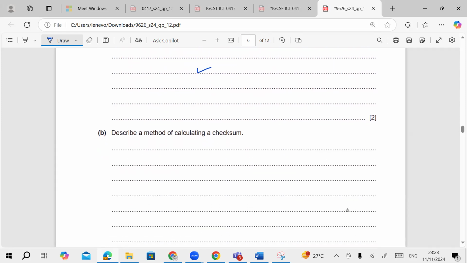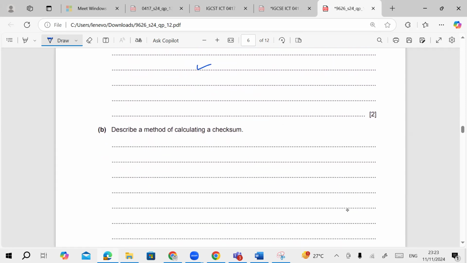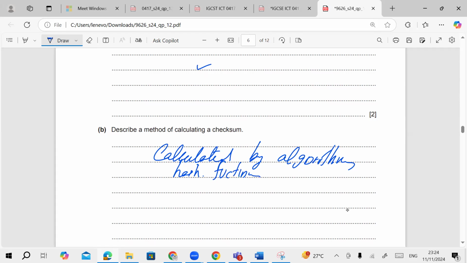Describe the method of calculating a checksum. It's calculated by algorithms, right? It uses hash functions. I will discuss this with all of you in class. It adds the number of bytes in a file, and then the number is transmitted at the end of the file. So we'll discuss that.